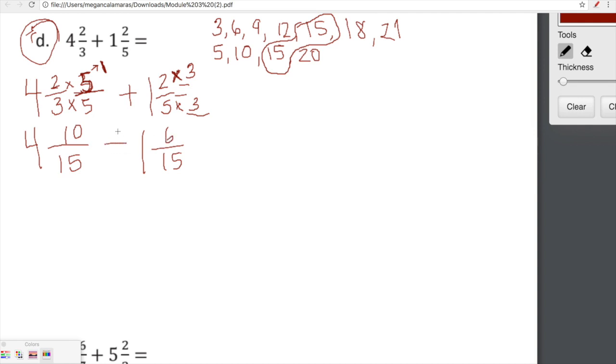So we've rewritten our expression. We've transferred both of our fractions into equivalent fractions with denominators of 15. And I've just brought down the whole numbers. There's no reason to play with the whole numbers at all. Now we can just add. 4 plus 1, thank you, Jonathan, is 5. And then 10 plus 6 is 16, and our denominator is 15.